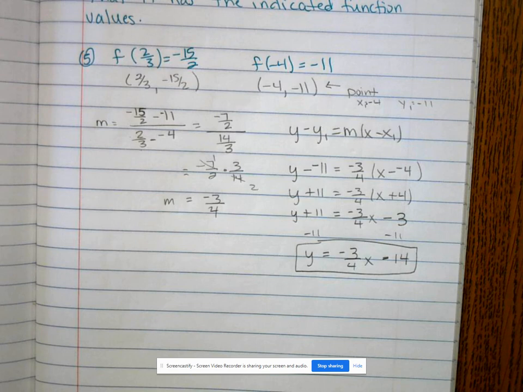All right, I think that is it. Make sure that you glue those parent functions in.